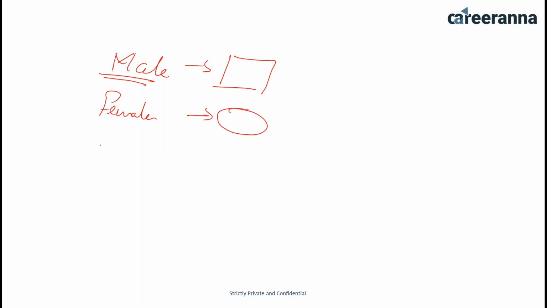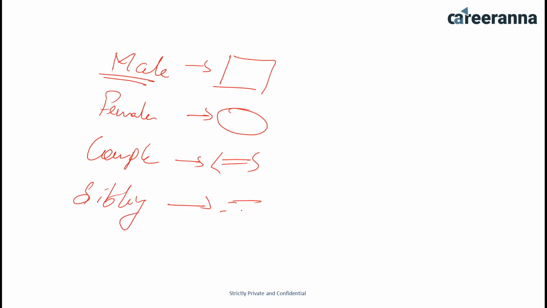The first thing you have to know about blood relation is that I'm going to use some signs that I'm going to share with you. For every male member we are going to use a box, and for every female member, a circle. For a couple, we are going to use double-sided arrows, for any sibling we use the equals sign, and for the next generation we use a normal arrow, that is downwards.